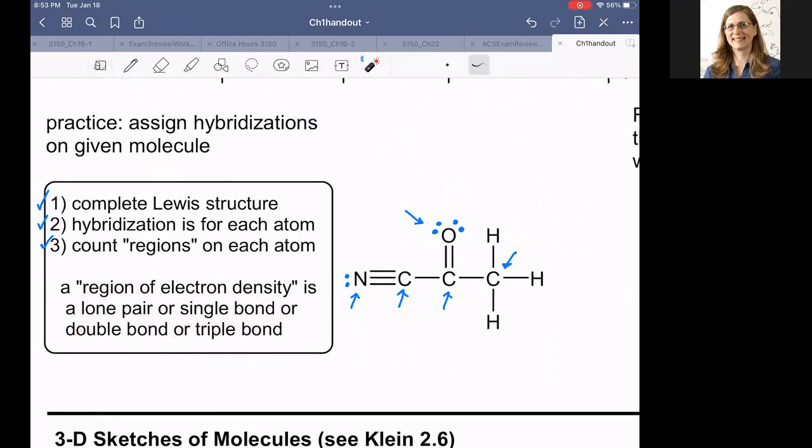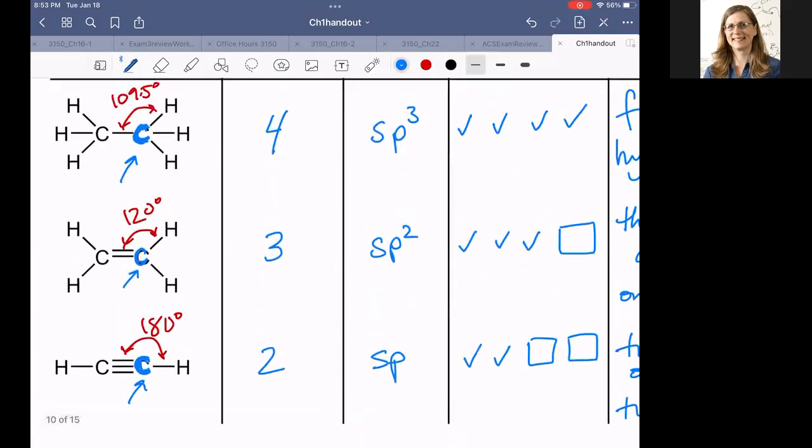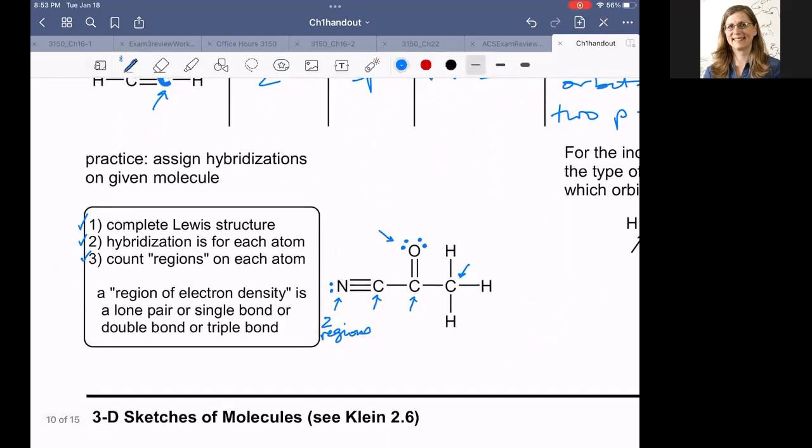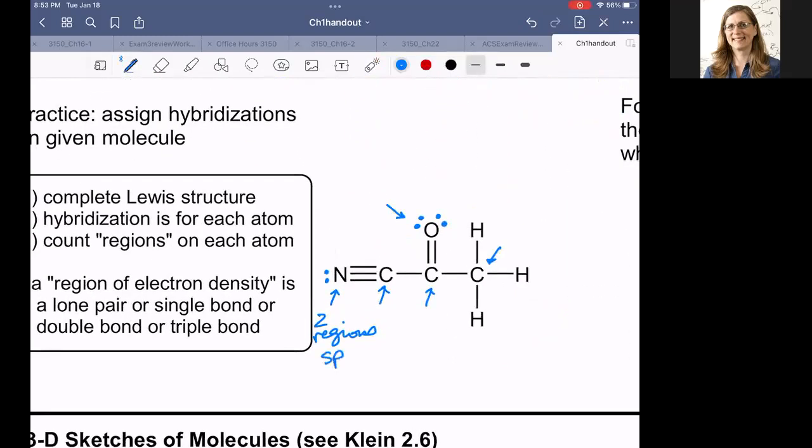Okay, so for example, when we look at this nitrogen atom, it has two regions. It has the lone pair and the triple bond, right? Two regions. And so when you have two regions, is that sp2? No, that's sp. You have 1s and 1p, and that adds up to 2. So this nitrogen is sp hybridized. Okay, how about this carbon atom? Same thing, it has a triple bond and a single bond. So when you have just two regions, it's also going to be sp hybridized.